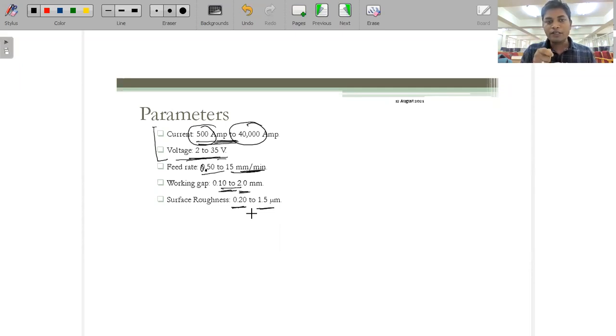In conventional machining operations, we touch the workpiece with the tool and then remove the material, but we do not get that much surface finish. But here, without any contact between the workpiece and the tool, we are getting this surface roughness. So this is quite satisfactory.